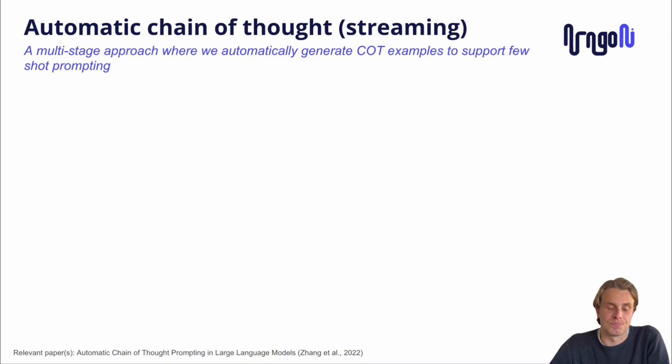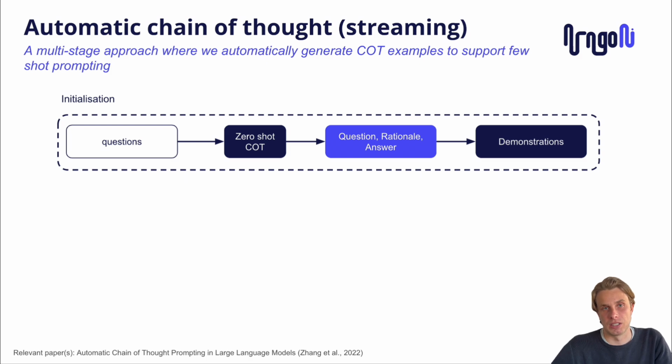So we start in an initialization phase, and from this we have our set of questions. So these are example questions. You could have them as part of your unlabeled data set. Then we perform a zero-shot chain of thought on them. So for example, "let's think step by step" using a thought inducer. We then, as output, get our chain of thoughts here. So we have the question, the rationale, and the answer. We store each of these in a demonstration set.